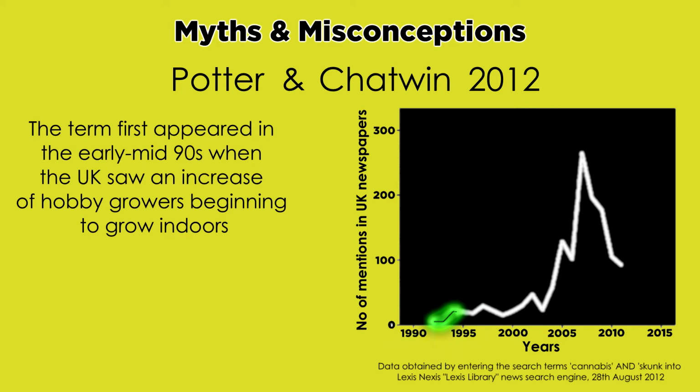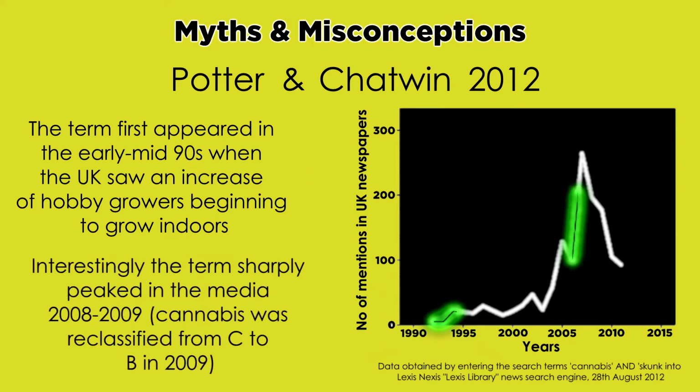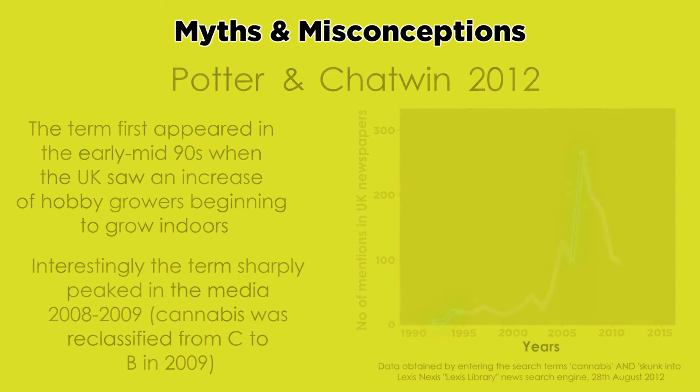This was around the time where the UK saw an increase of hobby growers beginning to grow cannabis indoors. The second and biggest peak was between 2008 and 2009. It sharply peaked around here, and this was the time when cannabis was reclassified from a Class C to a Class B substance. At this point, it's unable to determine whether the media influenced politics or vice versa.